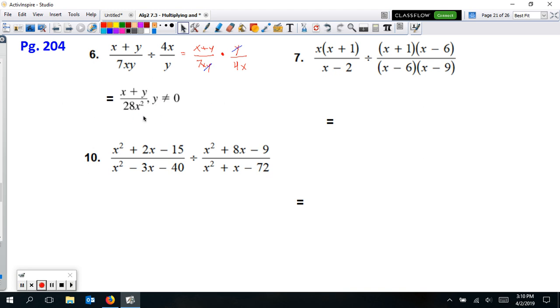And this one, because we did cancel the y out on the bottom, we do have to say that y can't equal 0. Obviously, we could see that x can't be 0 because x is at the bottom in our answer.